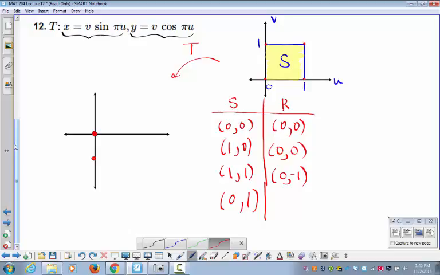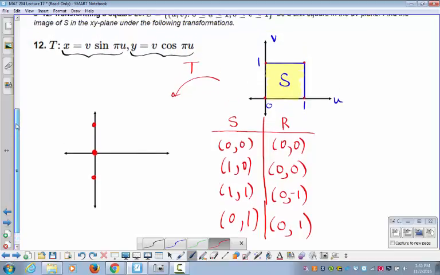So 0 for u, sine of 0 is 0, so that's going to be 0. And then over here, cosine of 0 is 1, so we're going to get 0, 1. So we're up here. All right, so those are where the boundary points go to.